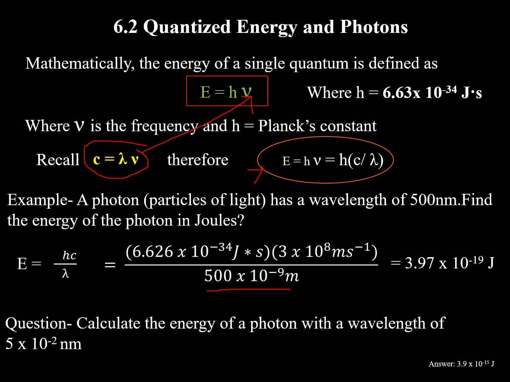You can pause the video now and try the following problem. Calculate the energy of a photon with a wavelength of 5 times 10 to the -2. Again, we use E equals hc over lambda.